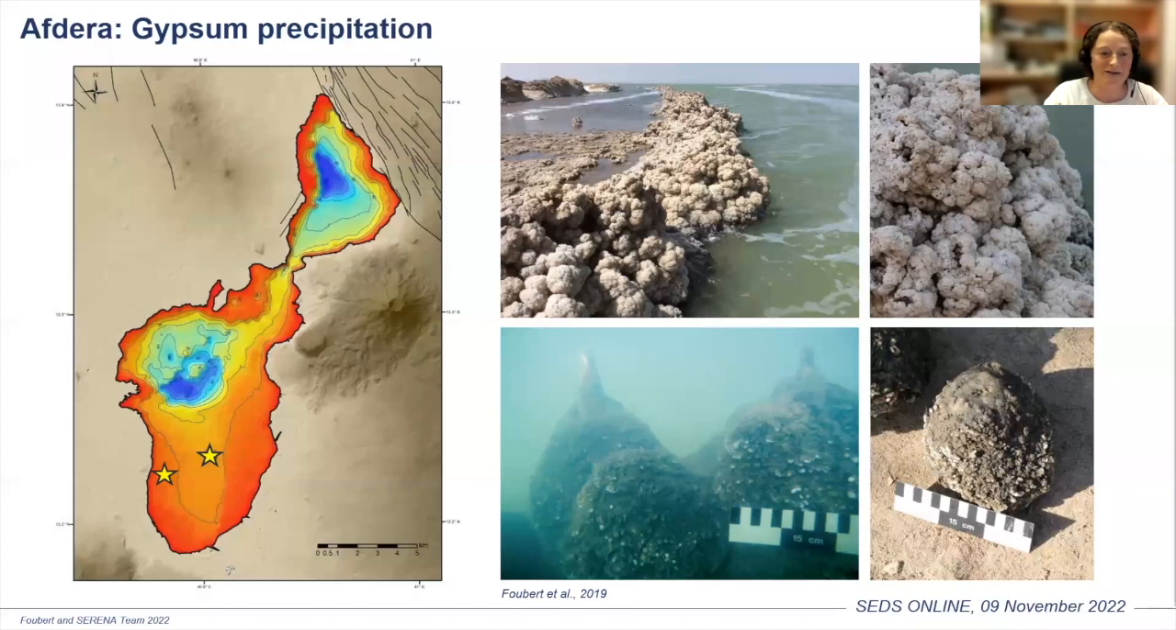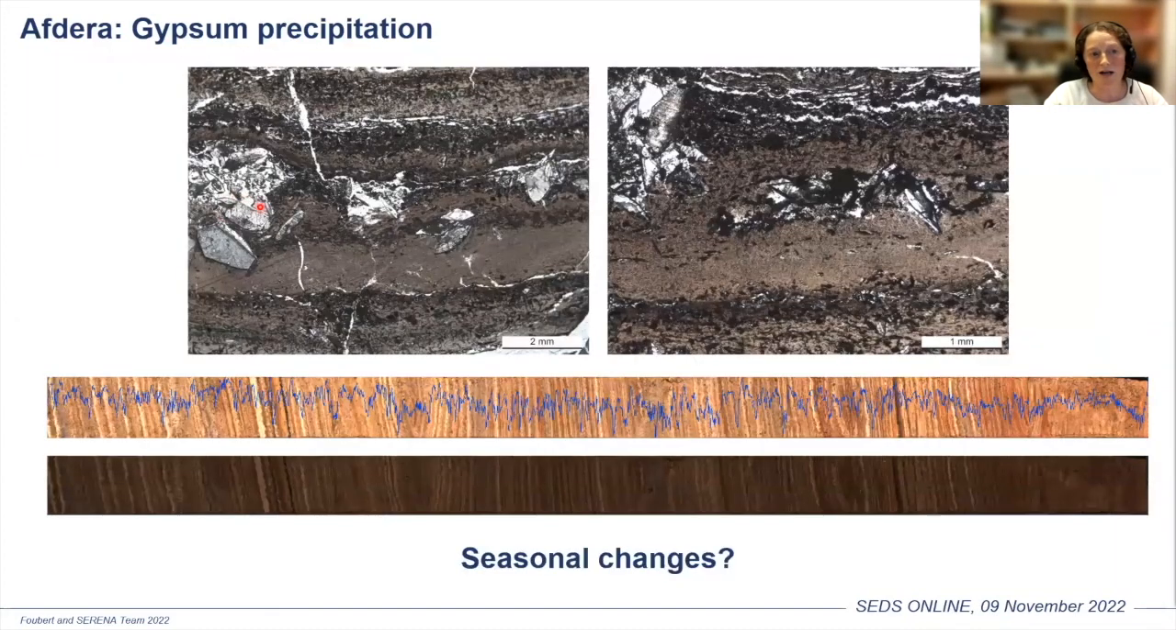And when you then take sediments in the central part of the lake, some core sections, you see very nicely laminated facies, so annual seasonal fluctuations with alternating gypsum, algae, and siliciclastic layers. So this is probably seasonally driven. So another little piece of the puzzle in our rift basin.